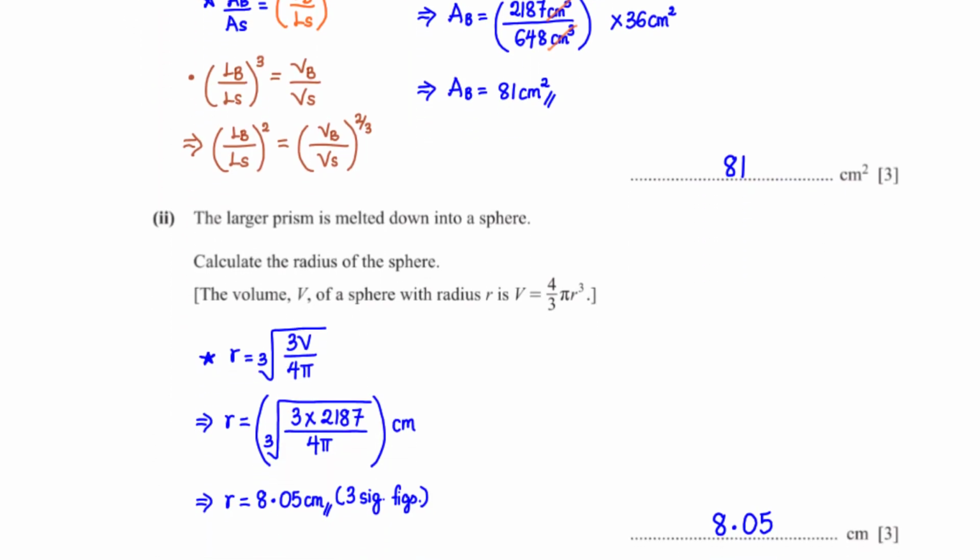The larger prism is melted down into a sphere. Calculate the radius of the sphere. We've been given the formula for the volume of a sphere. When we make R the subject, this is what we have. The volume V of the sphere is the same as the volume of the larger prism, which is 2187 centimeters cubed. When we type this into the calculator, we get 8.05 centimeters rounded to 3 significant figures.